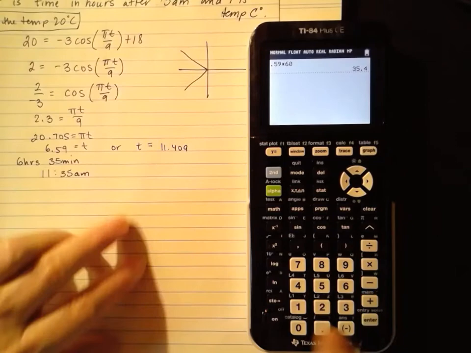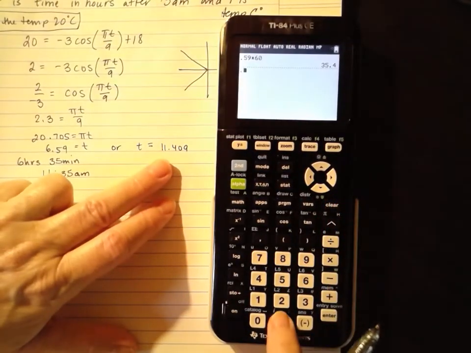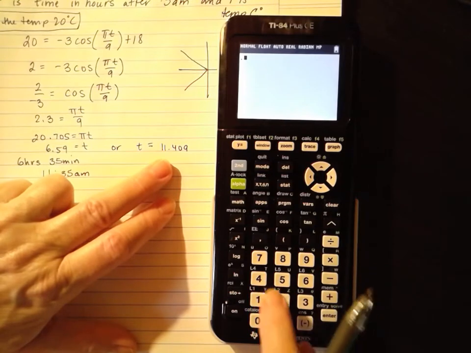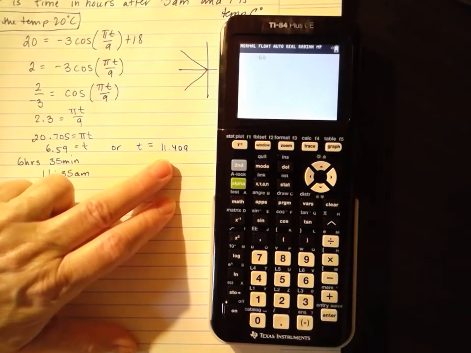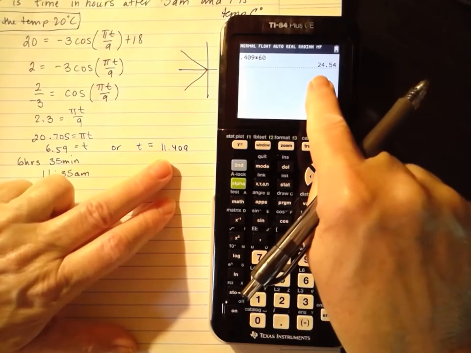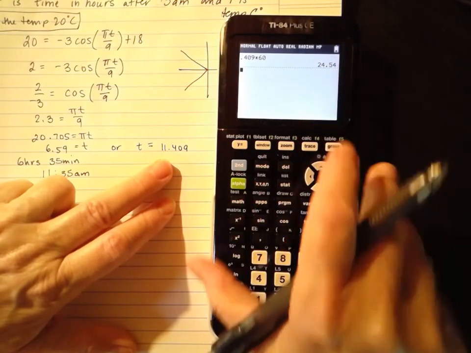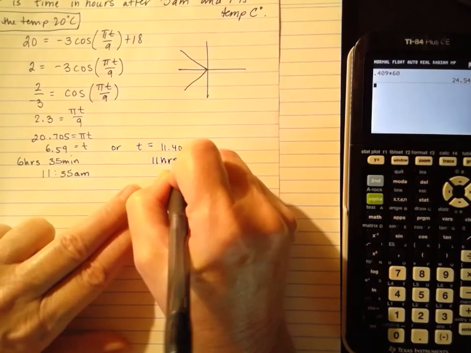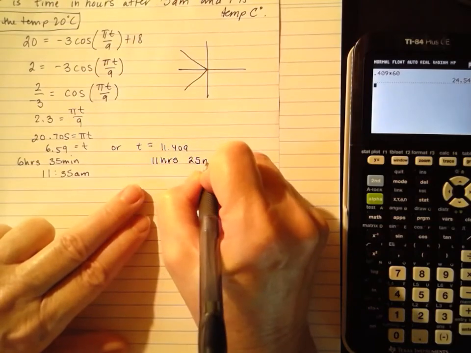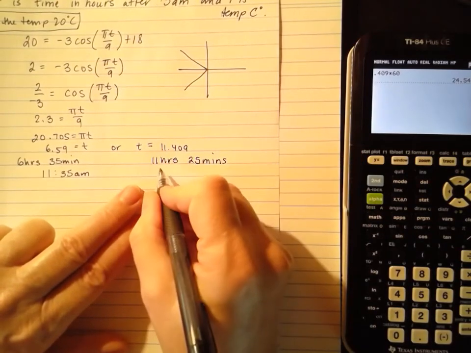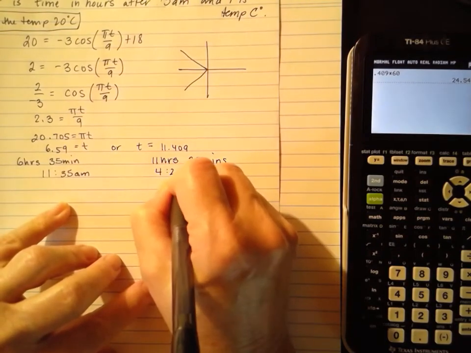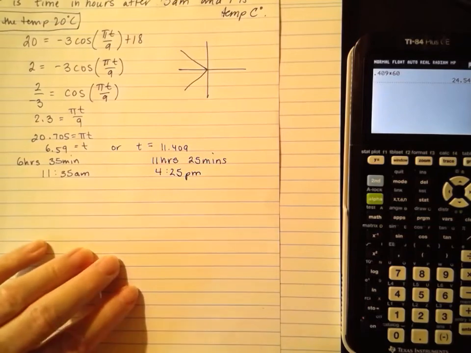And then I'll do 0.409 times 60, just the decimal part. That gets me closer to 25 minutes if I round. So 11 hours and 25 minutes. And so if I count that out, that comes up to 4:25 p.m. Okay, I hope that helped you.